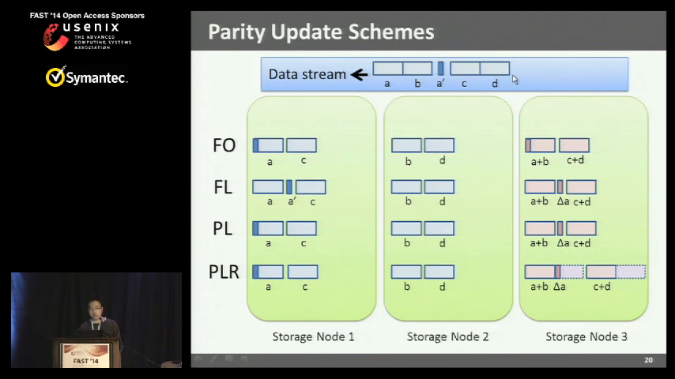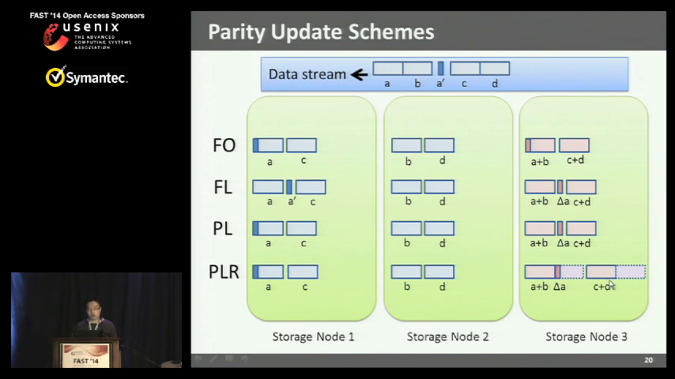Now, we have C and D coming again. So C and D are some new data chunks. Again, we put C here and D here. Now, one difference between PL and PLR is that for PL, when you have new chunks coming, you just put it right after where you just wrote.